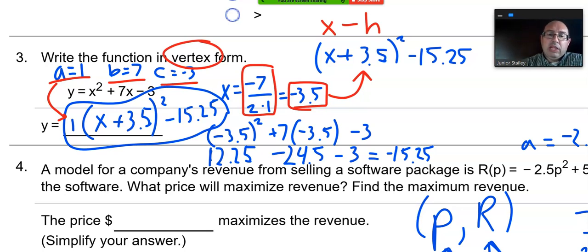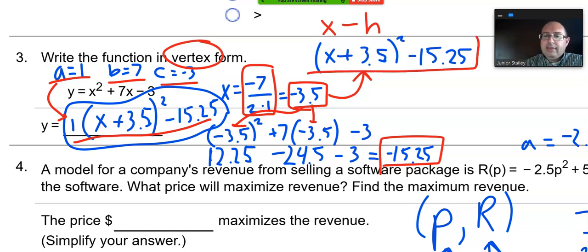That's when we plug that number into the equation for both of the x's, and when we do that, we come up with negative 15 and a quarter. Now, the way I've written it over here on the left side is correct, with the negative 15 and a quarter on the outside. But a lot of times, you will see it written like this. Now, it's the same exact thing. It's just that people don't write the 1 out in front of it.